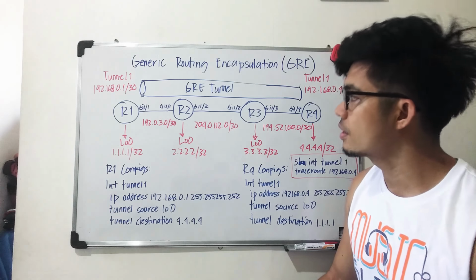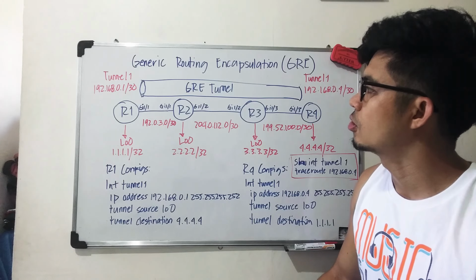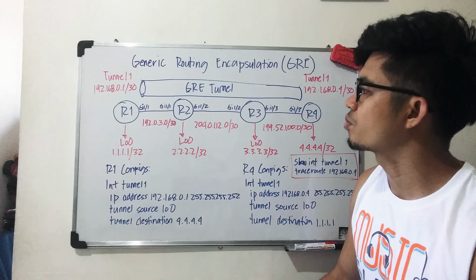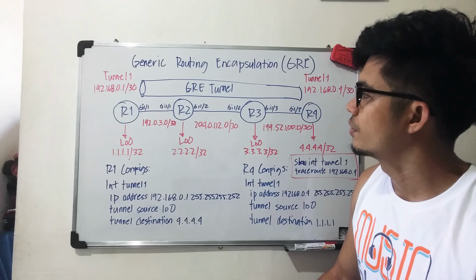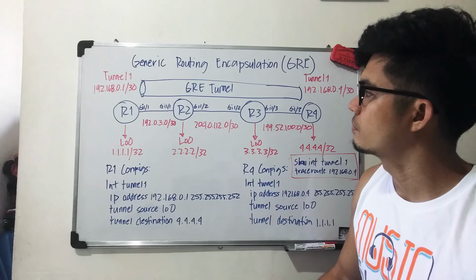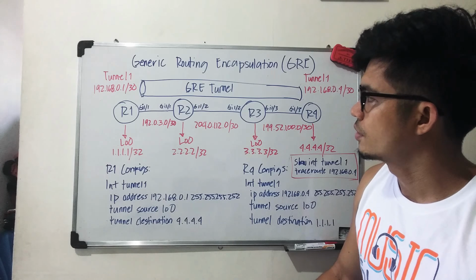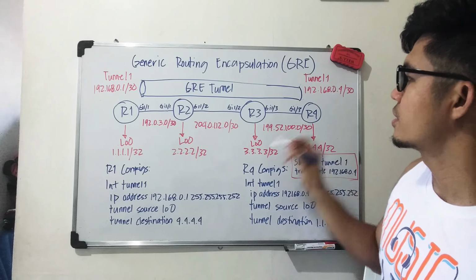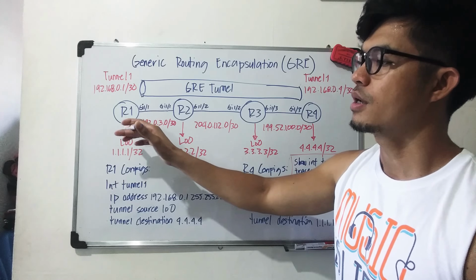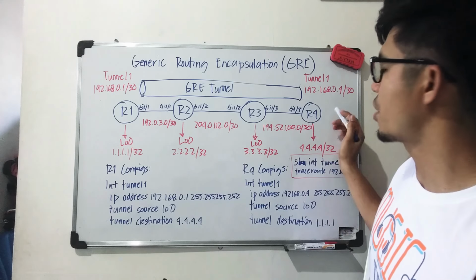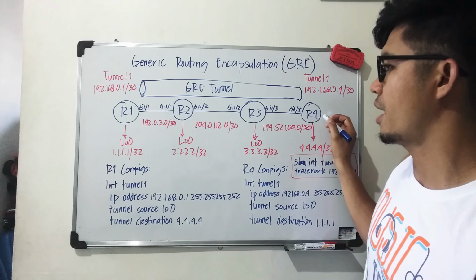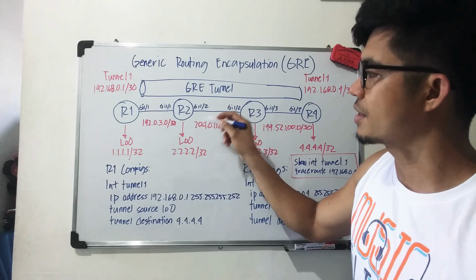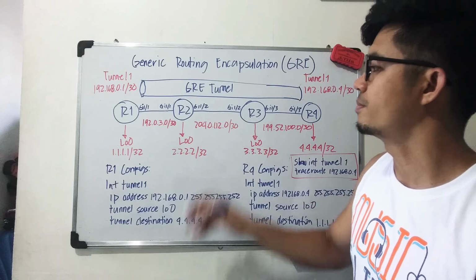So I hope that makes sense. So let's talk about how to configure it. It's very easy to configure. For example, we want to create a tunnel between router 1 and router 4. Router 1 could be a remote office, and router 4 could be located at another remote office. And this here could be the internet or ISP's cloud.